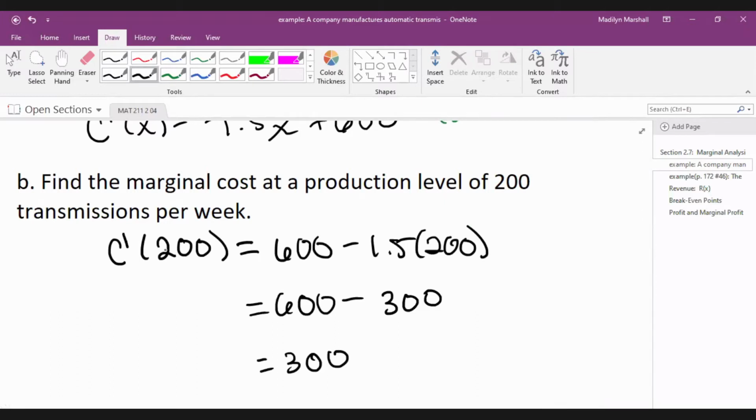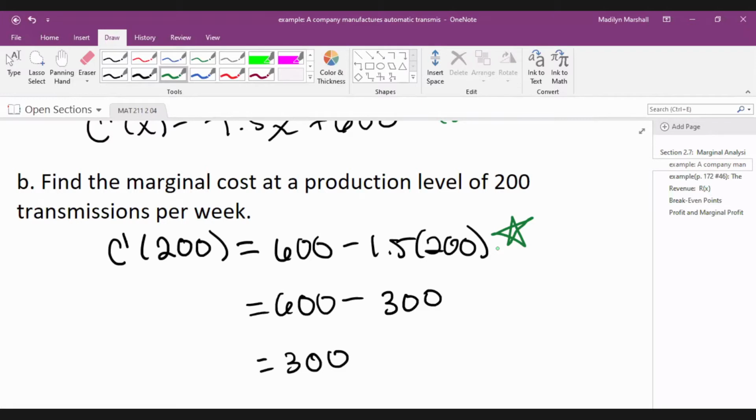Now, for something as easy as that, do you want us to show our steps, or could we just write 300? I would like to see this step. So I know that you know where the 300 came from. But if you do 600 minus 1.5 times 200 all in one step, that's fine.